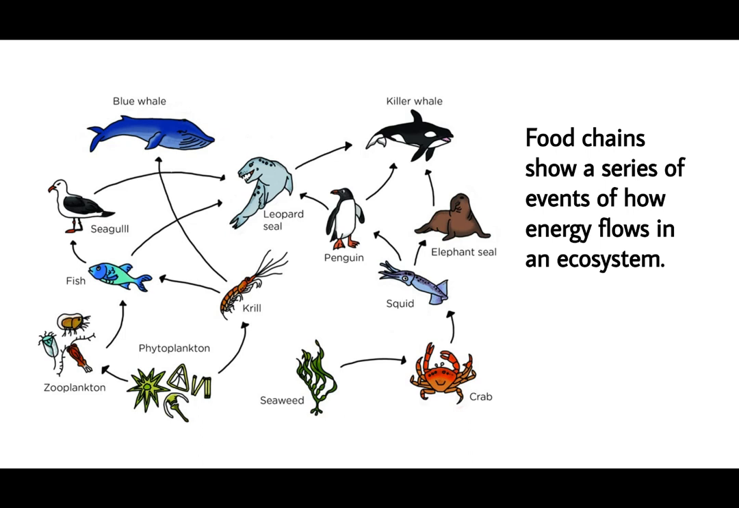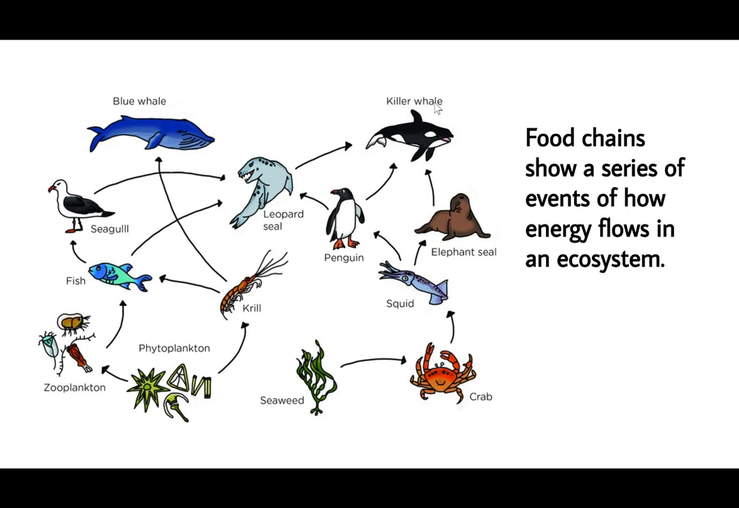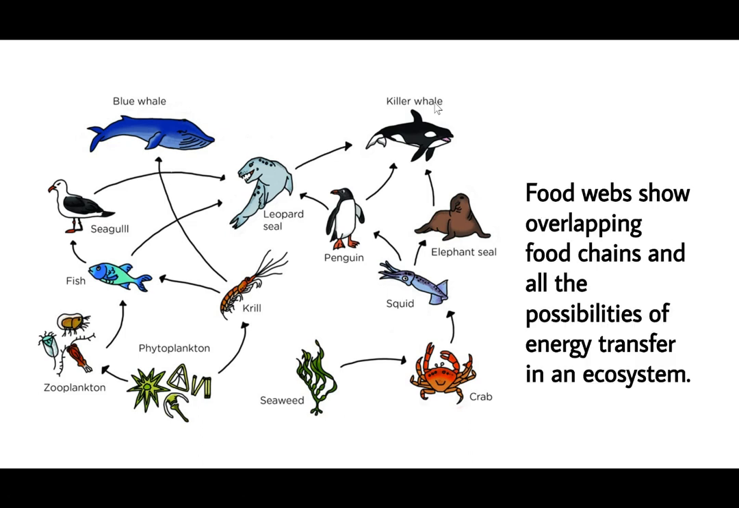So food chains, which you've likely seen before, food chains, this is not one of them. Food chains show a series of events of how energy flows in an ecosystem. So this, starting from producer going all the way to the top and following the lines, would be a food chain. Food webs, though, show overlapping food chains and all of the possibilities of an energy transfer in an ecosystem. So, like I said, this is a food web, and you have lots of different overlapping food chains. So, that means you have different possibilities.